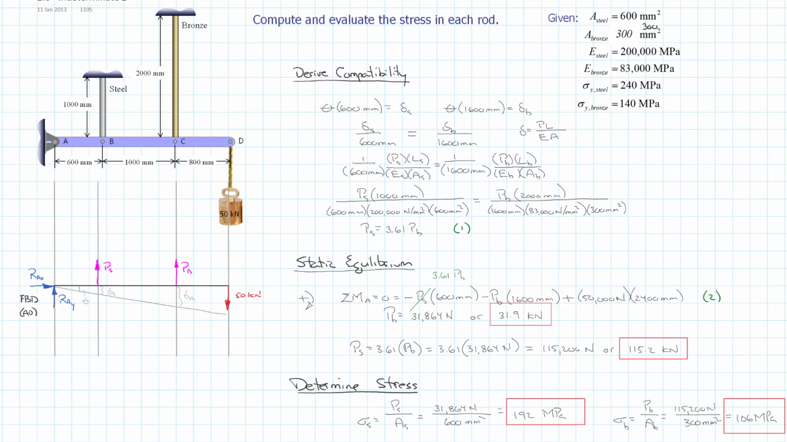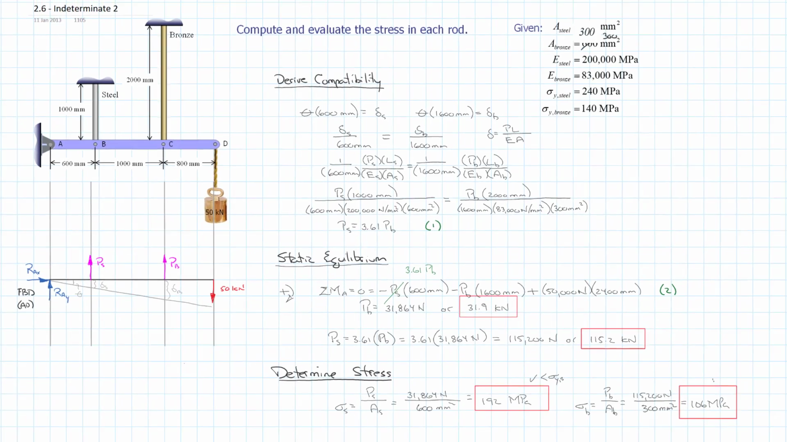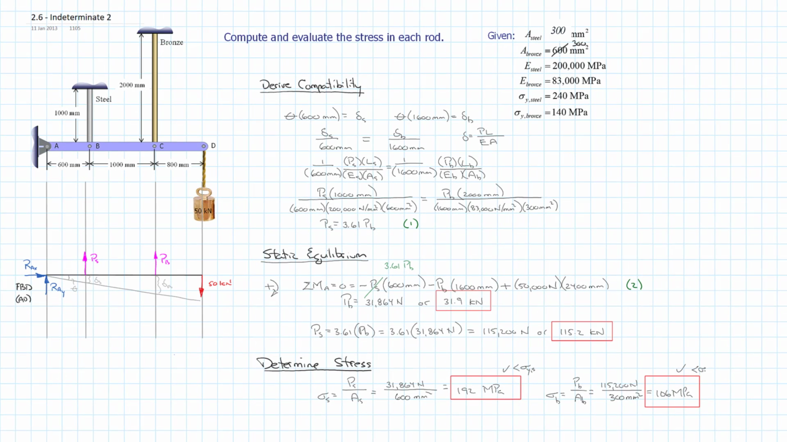Now it's a quick comparison to look at those and to compare them back to the material properties. So if we look at the steel, up in the question it said that the yield capacity of the steel was 240 megapascals. So we're certainly below that at 192. So that's less than the yield capacity of the steel. And when we look at the bronze, we have 106, which is also below 140, or the yield stress of the bronze. So that's okay as well, because it is less than the yield capacity of the bronze.